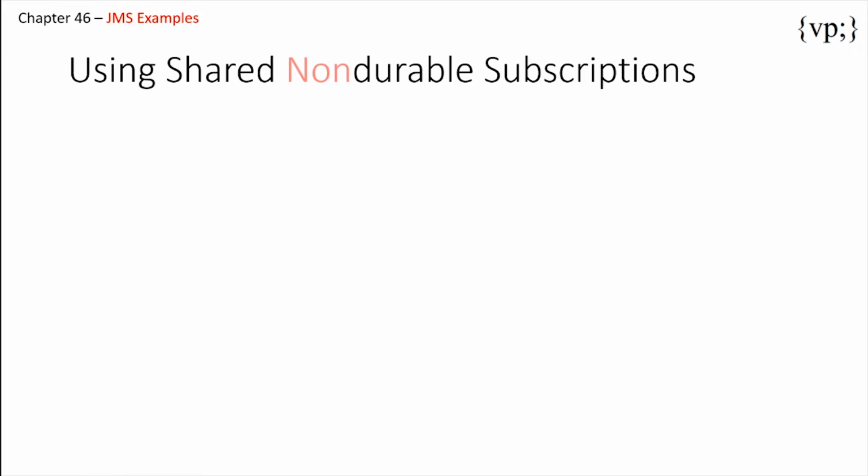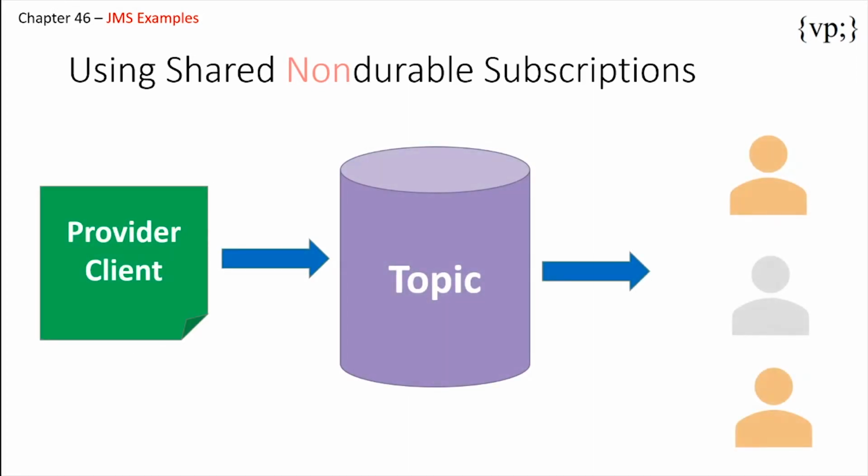In this example, subscribers share a subscription to a topic, which means that a topic can send only one message to any of the subscribers. Let's see that animation again. So, a topic can send only one message to any of the subscribers that are up.